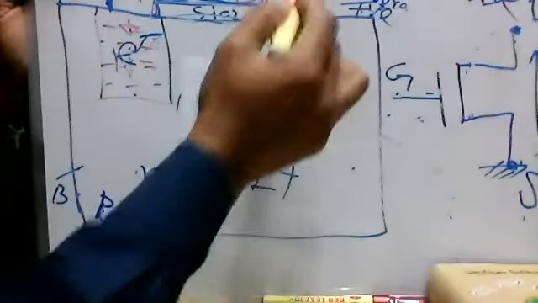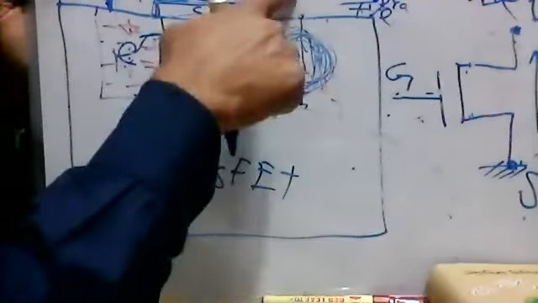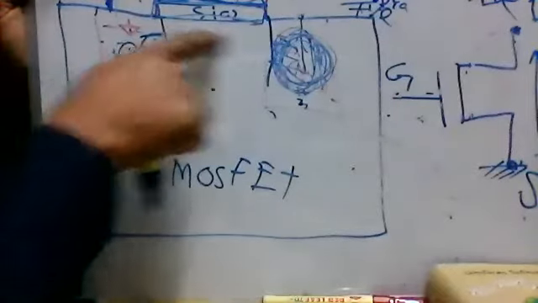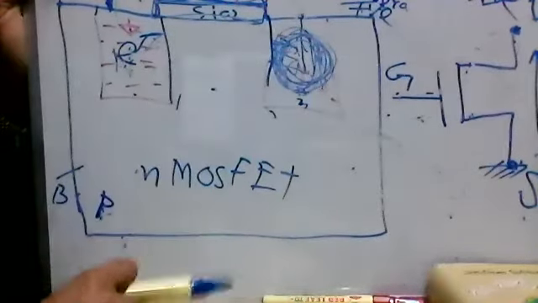If you don't apply any voltage, then there will be no channel. You see, if we don't apply any voltage at the gate, then there will be no channel. According to this diagram, there will be no channel, so no current flows. That means the transistor is off.